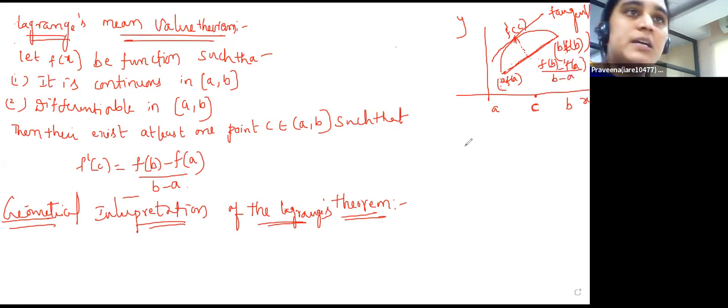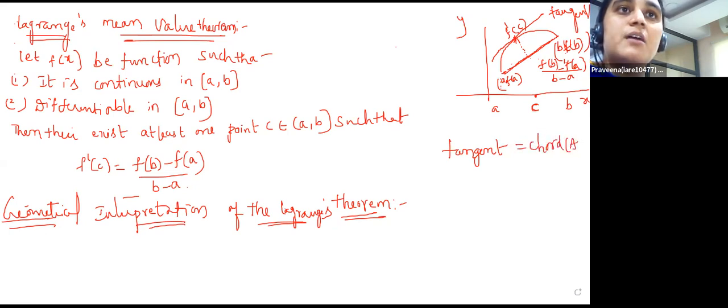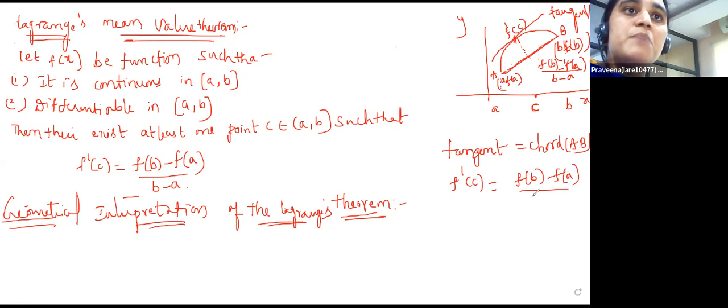Okay, therefore here the condition is tangent is parallel to the slope of the curve, that is chord of a comma b. AB means what? This is a point and this is b point. From the tangent means here differentiable and chord of AB means that is f of b minus f of a by b minus a. Only the small difference according to the Rolle's theorem and Lagrange's.